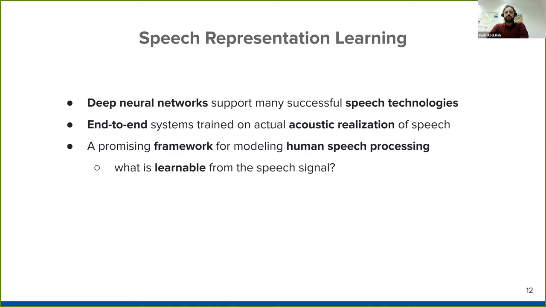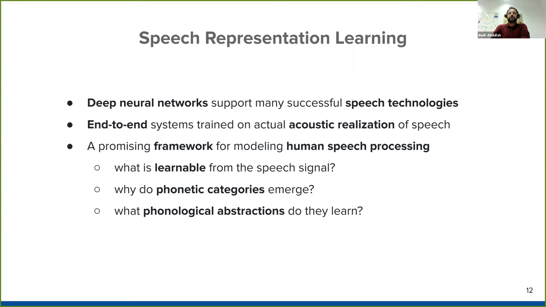Some of these questions include, for example, what can be learned from the speech signal alone, from the spoken form, or why do phonetic categories emerge when people learn languages, or what kind of phonological abstractions do these neural networks learn?